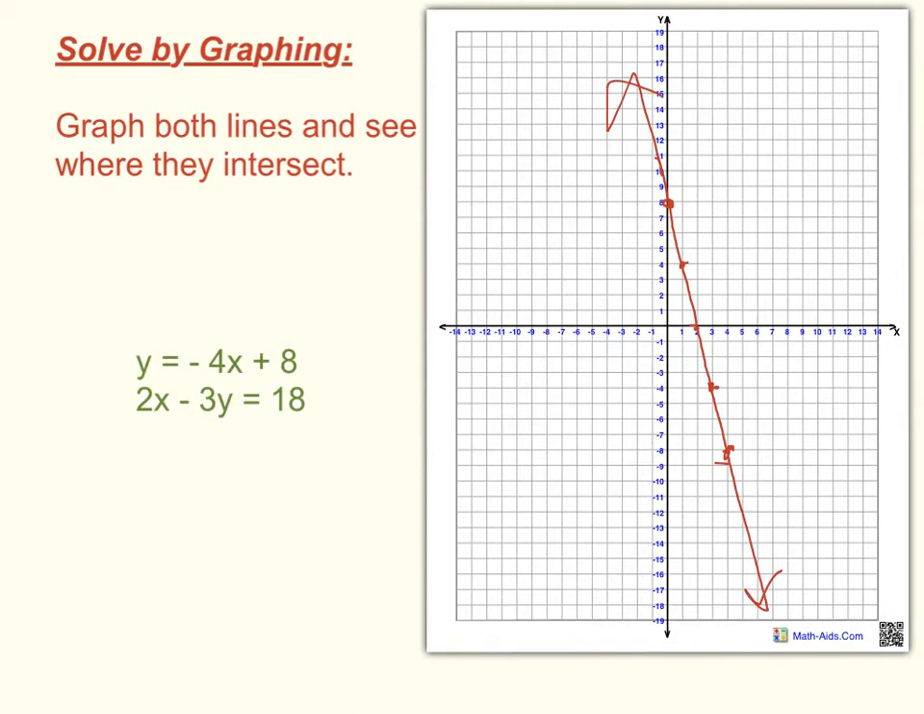Now what I'm going to do is on the exact same graph, I'm going to graph the second line. And when I graph the second line, we're going to see where they intersect. And wherever they intersect is the point they share. Now this second line is in standard form, so we're going to have to solve it using standard form. If I plug in a 0 for y, the y cancels and I'm just left with 2x equals 18, and if I divide that out I get x equals 9. So there's my intercept on x, and then if I plug in a 0 for x, I get negative 3y equals 18, or y equals negative 6. So my y-intercept is a negative 6.